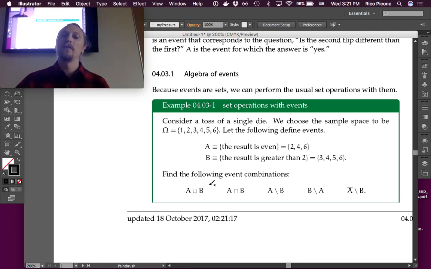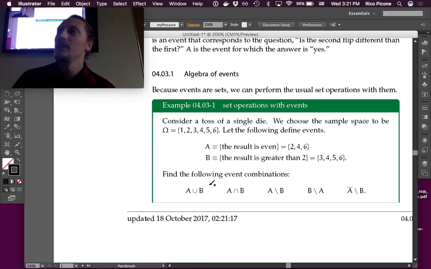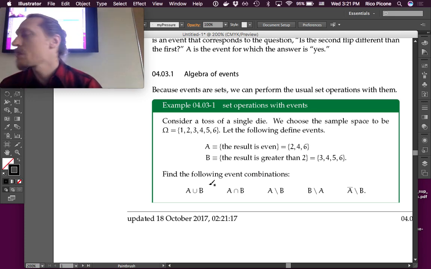Also, give me an interpretation of it, too. Like, what does it mean? In words.